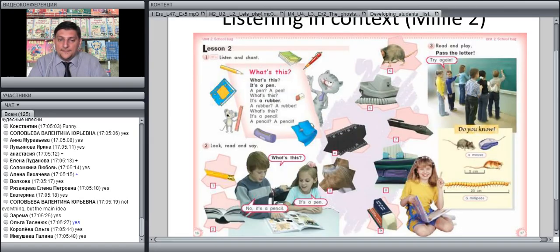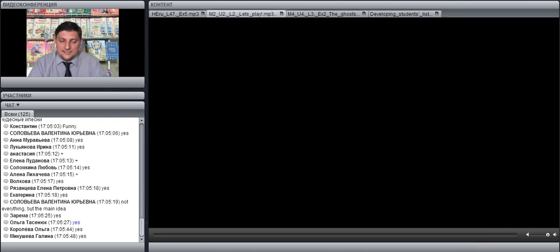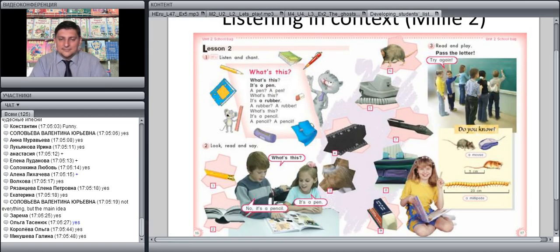So have a look at exercise one, and let's listen to what happens. Unit 2, Lesson 2, Dialogue. Let's play. Let's play. Close your eyes. Listen. What's this? A pencil. And now, what's this? Try again. What's this? Oh, it's a ruler. Right. And what's this? I know. It's a pencil case.